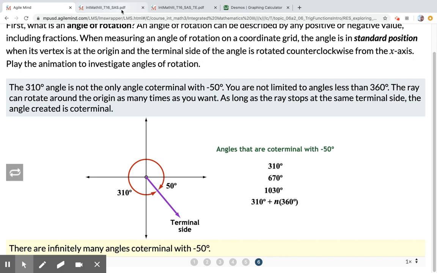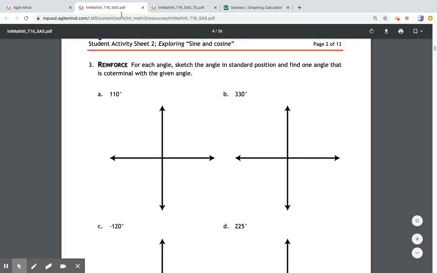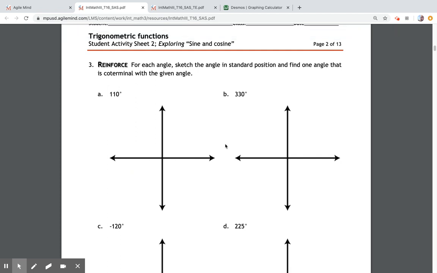So here's what I want you to do. I want you to go over to question number 3 on your student activity sheet, and I would like you to work these out. You may want to use a protractor to help you out. You don't have to if you want to eyeball it. I'm not going to be checking and measuring this mess.